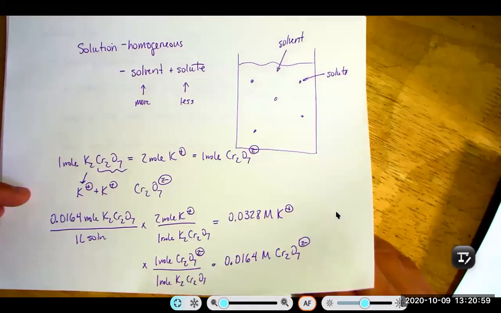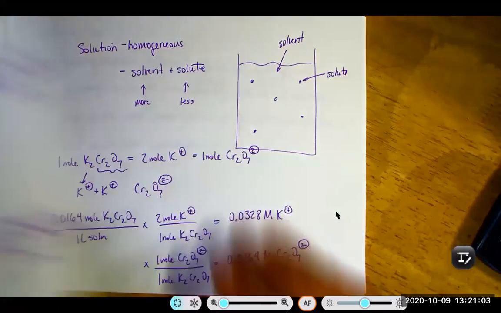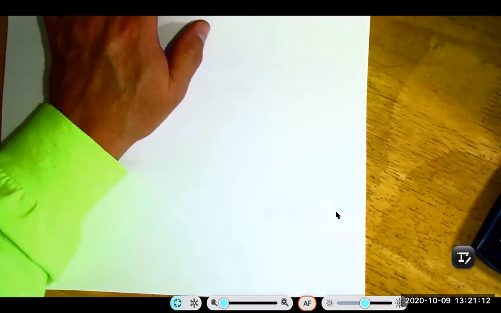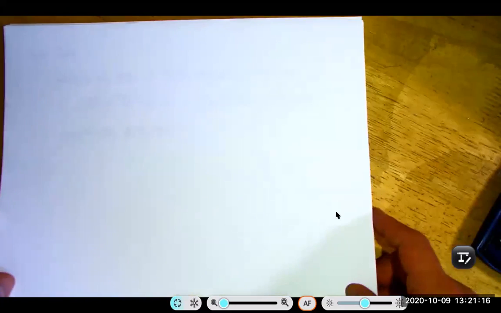Okay, I think we'll call it a day there, and we'll pick up with this on Monday. We'll do some more solution problems, and then we're going to get into some titration problems, and that's pretty much the end of the chapter. So we'll do some more solution problems and some titration problems on Monday, and we'll see you then.